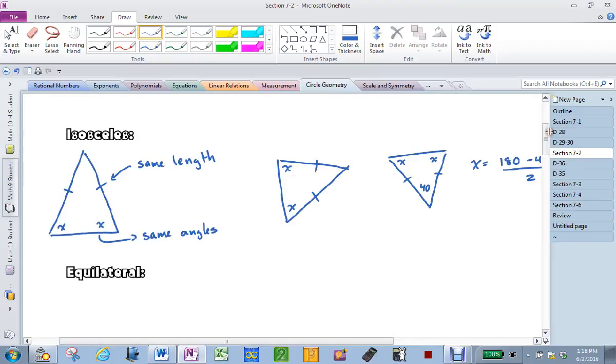So, I always like to define it right here. Two equal sides and two equal angles.